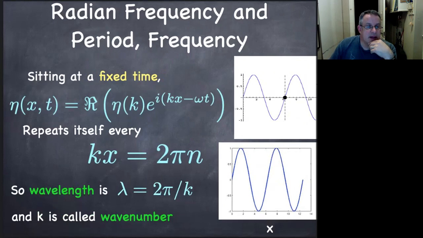You can do the same thing for the k part. Here's the wave number, k times x. Whenever that is 2 pi times an integer, you get a repeat in space, now not in time. And the wavelength is 2 pi over this wave number. K is called the wave number. Like the frequency was the number of crests in a certain amount of time, the wave number is the number of waves in a certain amount of distance.